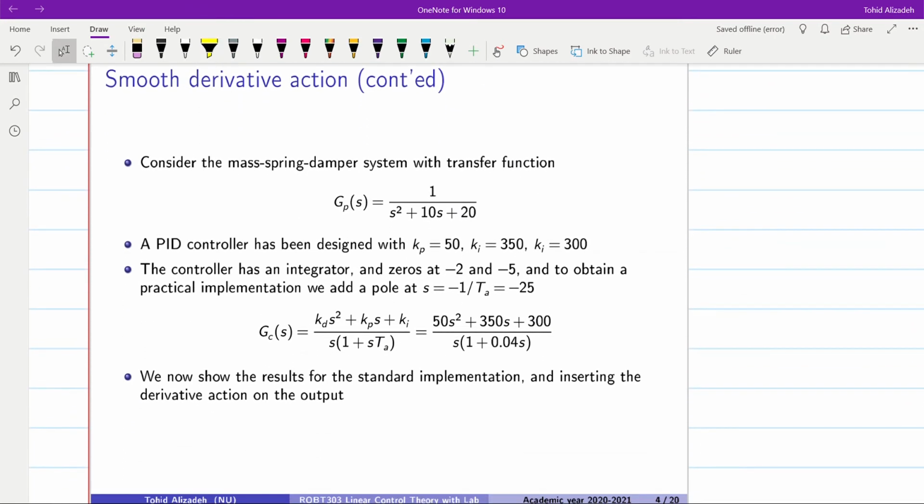Let's see how this affects the response of the system. So let's consider the mass spring damper system with the transfer function given here. We have a second order system with s squared plus 10s plus 20 at the denominator and 1 at the numerator.